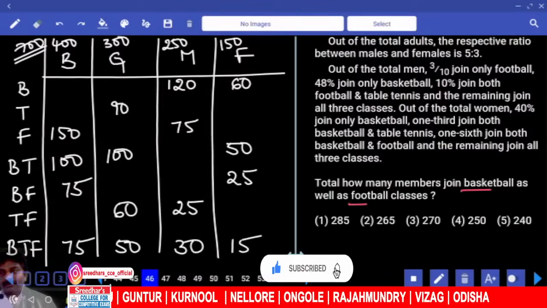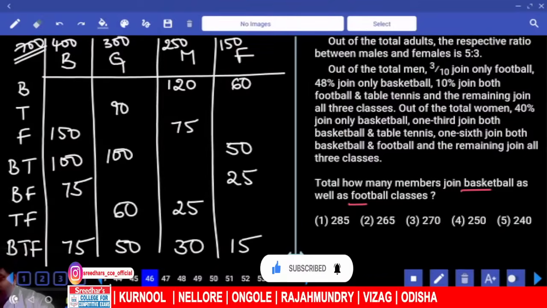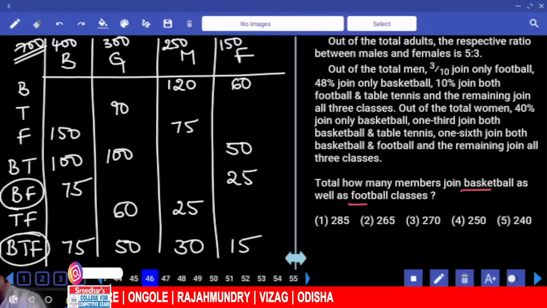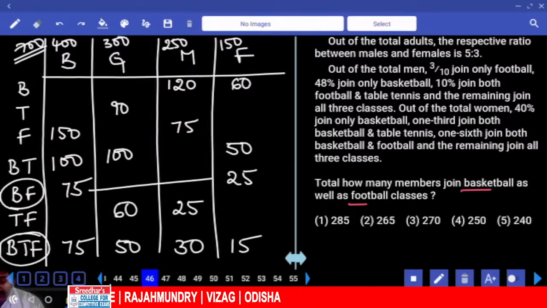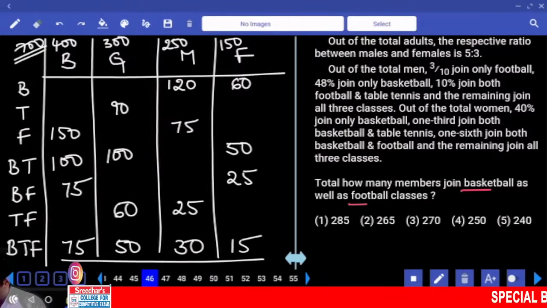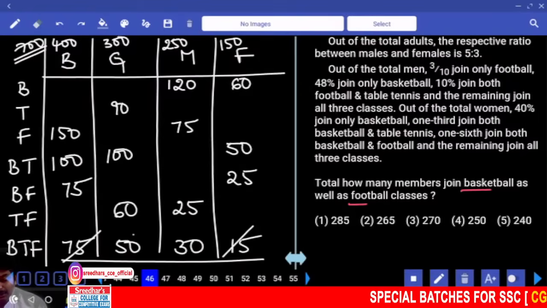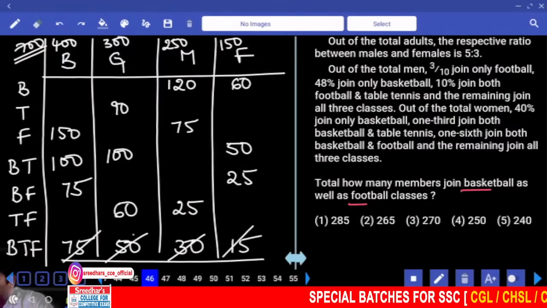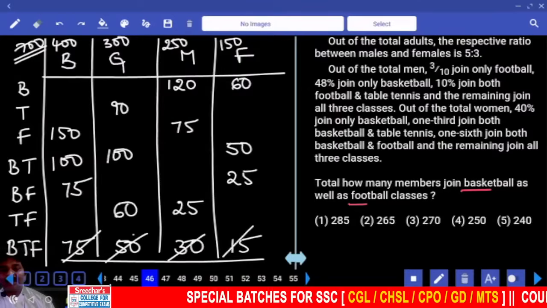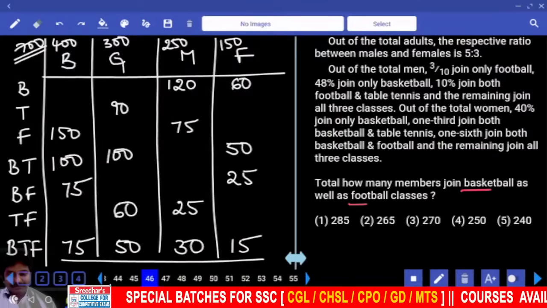Total how many members join basketball as well as football? Basketball and football both should be there. B, F both should be there, correct? This is one particular category and this is another category. 100. Next, we need this category. Already how much came? 75, 15, 25, 30, 80, 90. 170 plus how much? Done.